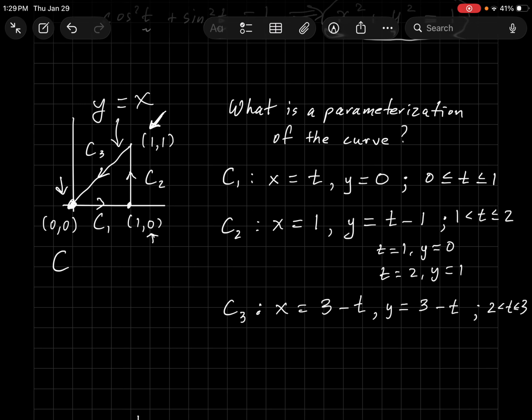Is this the only parameterization? Absolutely not. I could have done other ones. I could have maybe made this one 2 minus t, perhaps. Does that work? No, that doesn't work. But there are certainly other ones that could have worked. So when you have the choice, I recommend choosing the simplest one that you can.